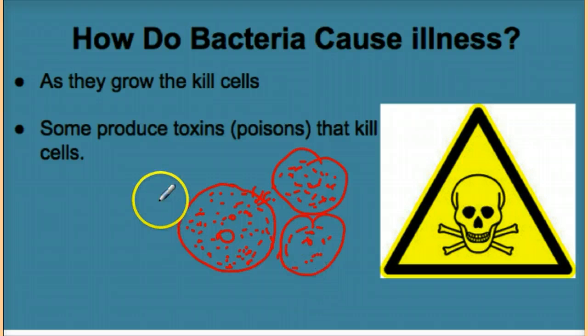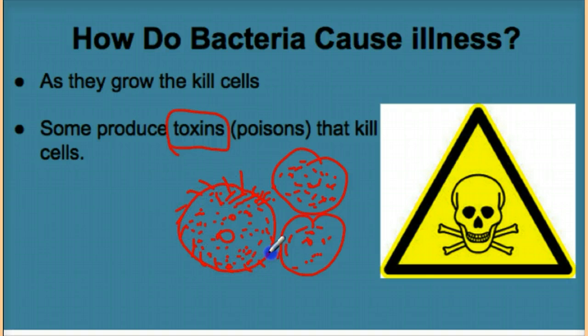Every time they damage a cell, they cause the cell to lose its function, and the cell cannot work properly. Or they can produce a toxin, or a poison, and those toxins can actually damage our cell wall. Once it damages our cell wall, our cell cannot work anymore. So bacteria can cause illness in two ways. One, they can multiply inside of our cell and damage the cell as they grow, or they can produce toxins that can damage our cell.